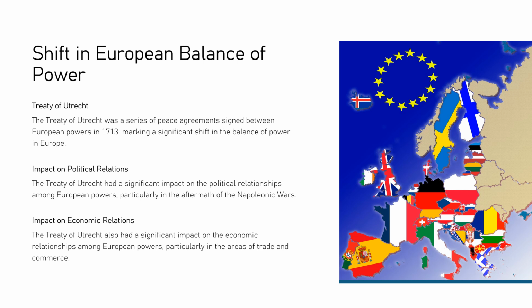Impact on political relations. The Treaty of Utrecht had a significant impact on the political relationships among European powers, particularly in the aftermath of the Napoleonic Wars. Impact on economic relations. The Treaty of Utrecht also had a significant impact on the economic relationships among European powers, particularly in the areas of trade and commerce.